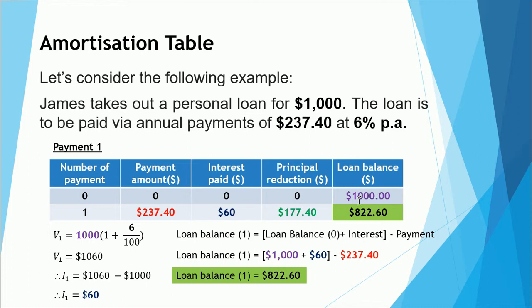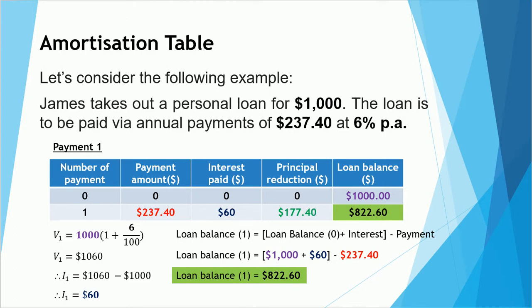So we started at 1,000, a balance loan of 1,000, and we add 60. We now have $1,060 owing. Then we have to subtract our payment amount of $237.40. That gives us a loan balance at the end of the first payment of $822.60. So we have reduced our principal by $177.40.